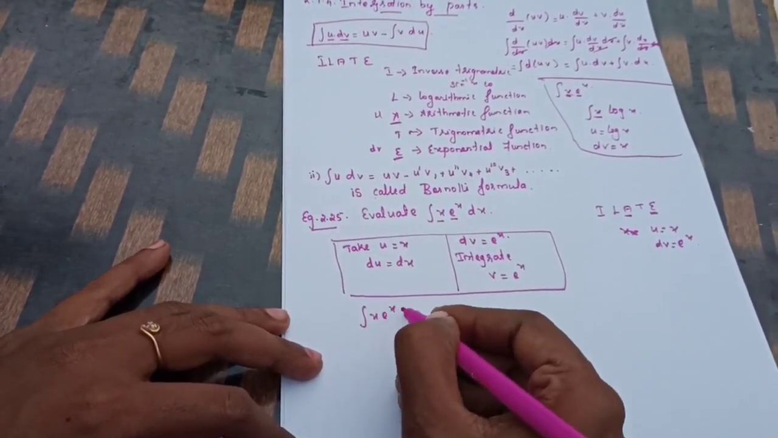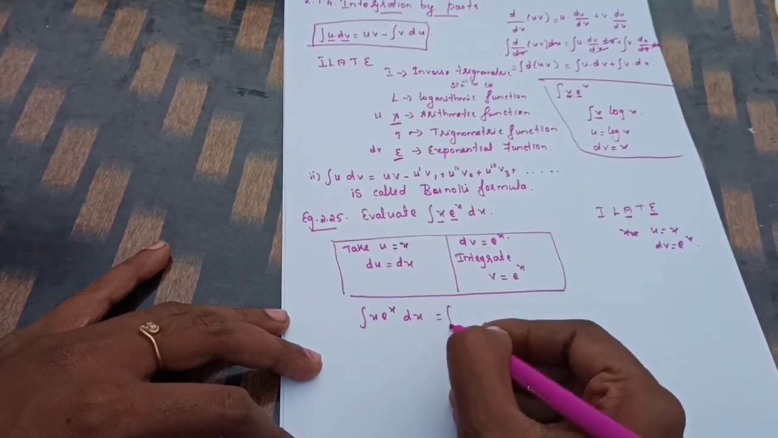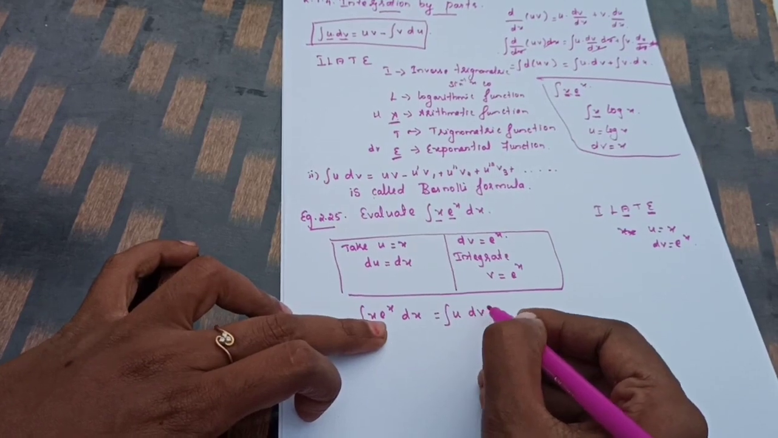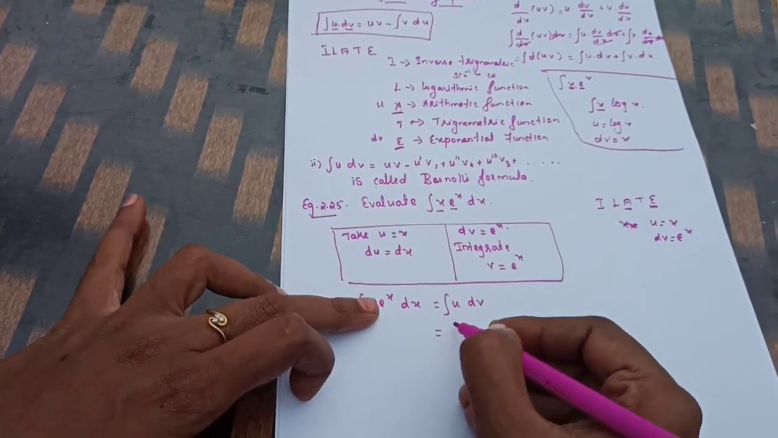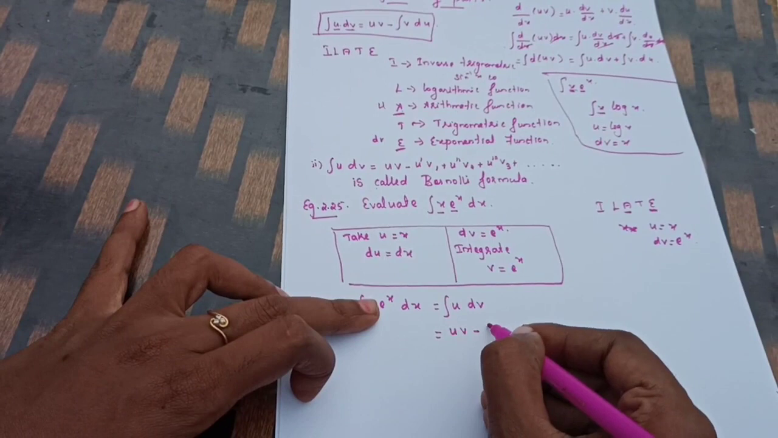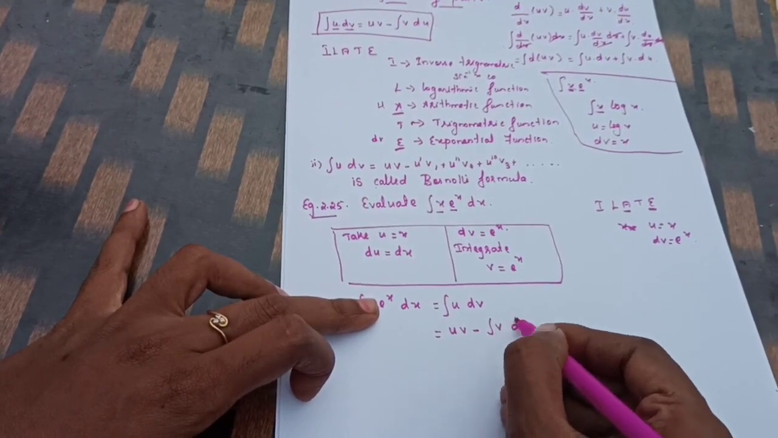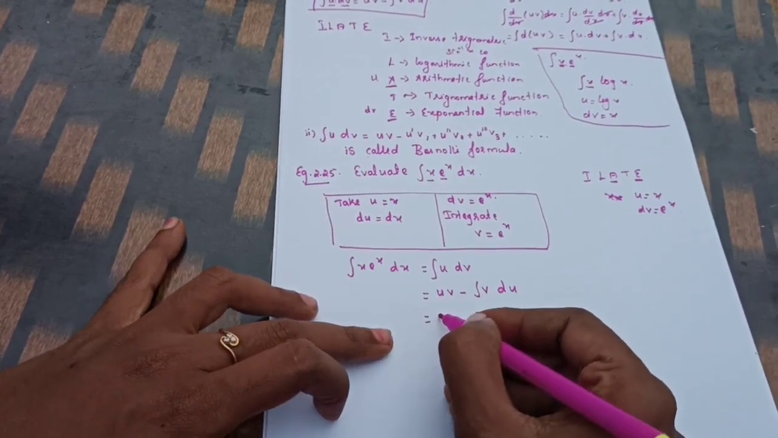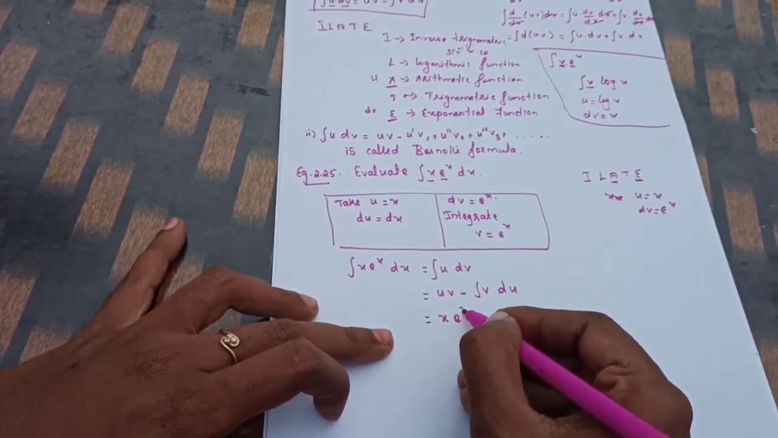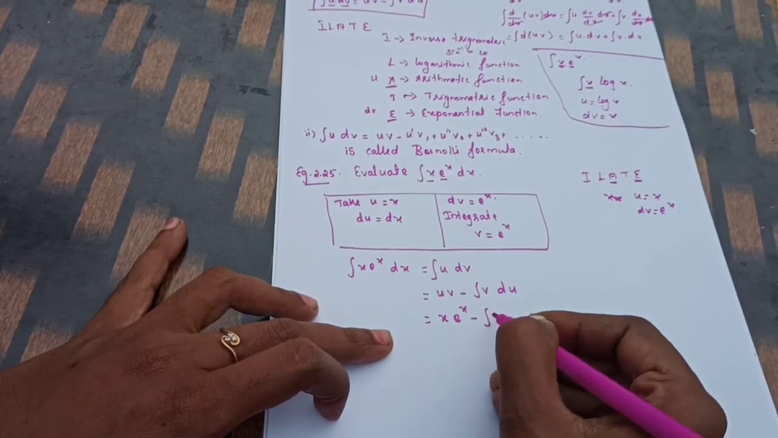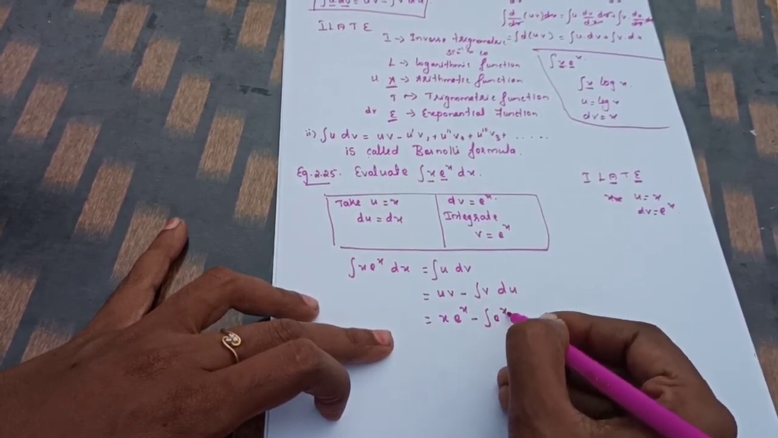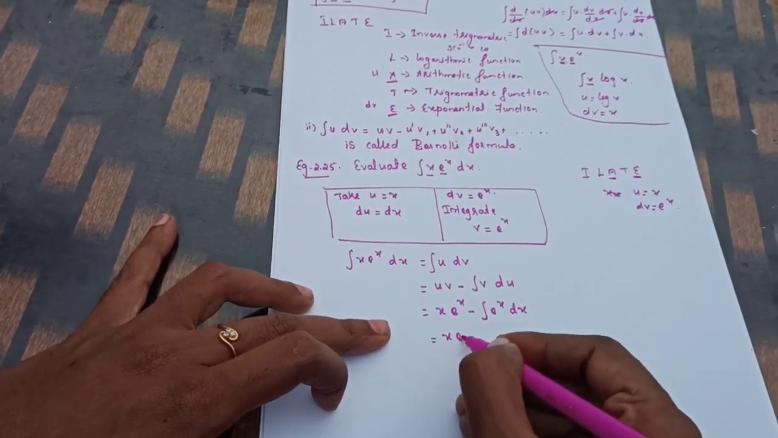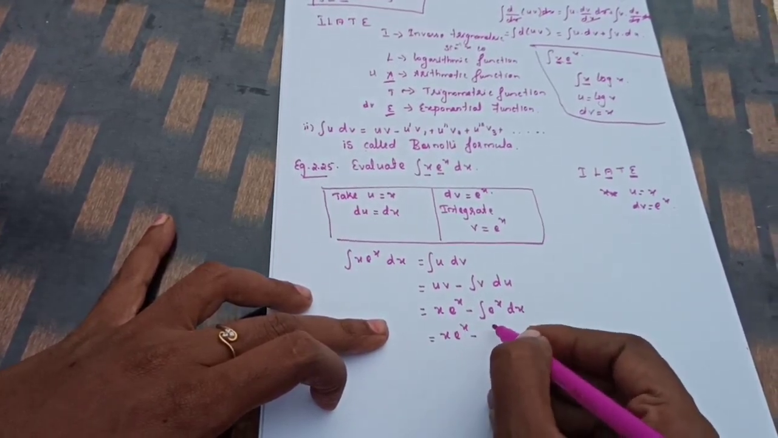Now we are going to write the formula. Integral of x e power x dx: what is x? u. What is e power x? dv. So we can use the formula. What's the formula I taught you? uv minus integral of v du. What's the u value? x. What's the v value? e power x, minus integral of v, which is e power x, times du, which is dx. That's equal to x e power x minus the integral of e power x.